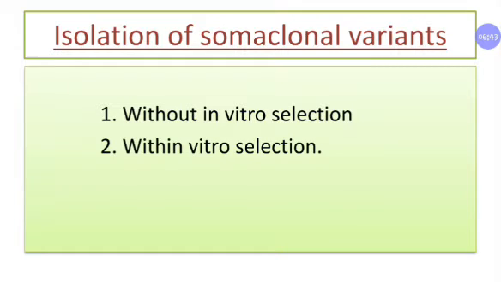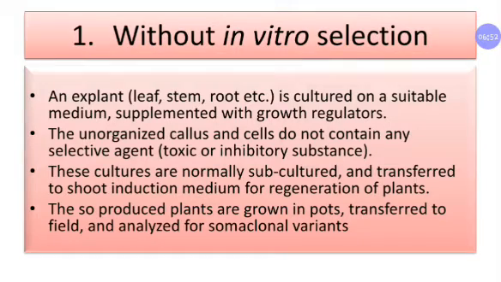The somaclonal variants can be isolated by two methods, without in vitro selection and with in vitro selection. Without in vitro selection, we take an explant and culture it in a medium. We supply the growth regulators, but in this method we do not introduce selective agents. These cultures are then subcultured normally and transferred to shoot induction medium for regeneration. The produced plants are grown in pots, transferred to the field and analyzed for somaclonal variants.